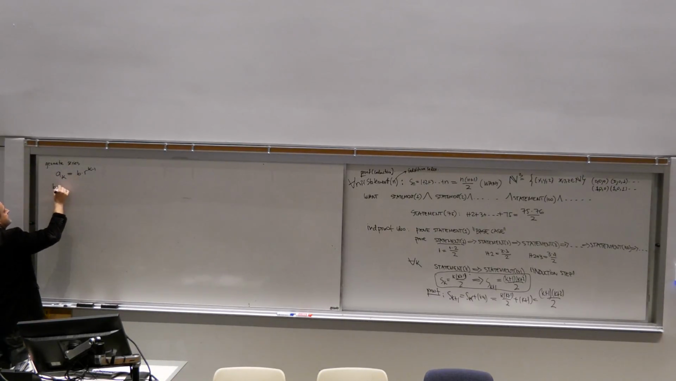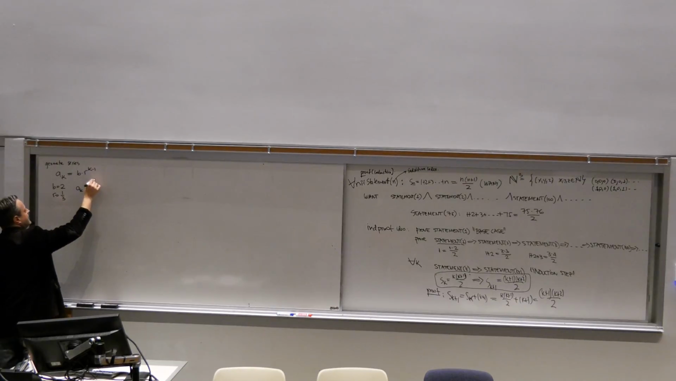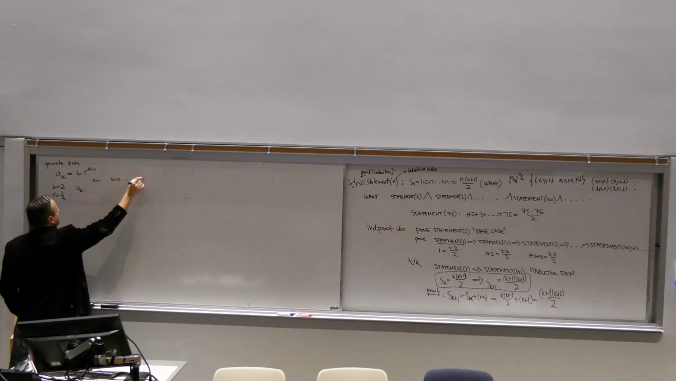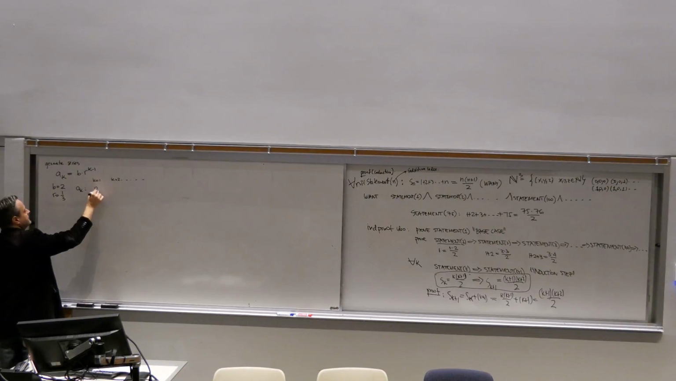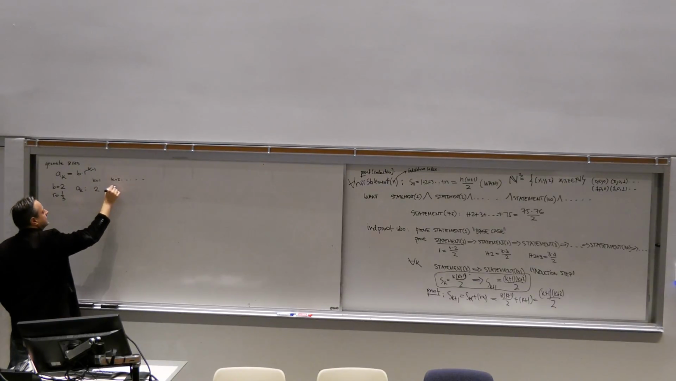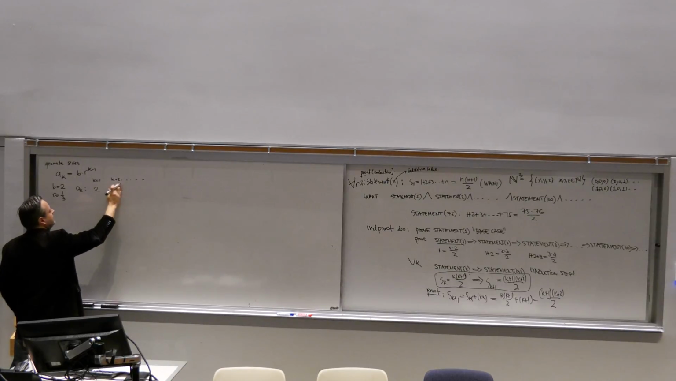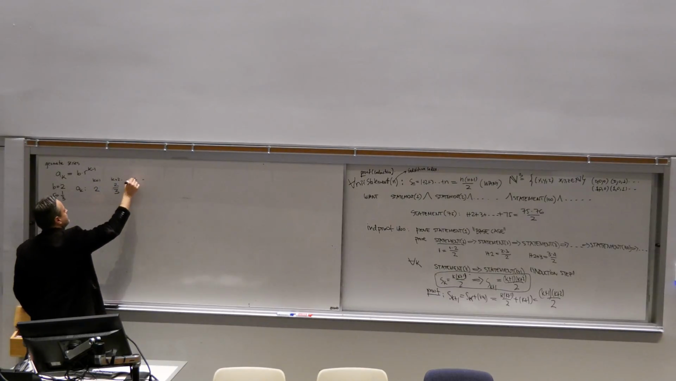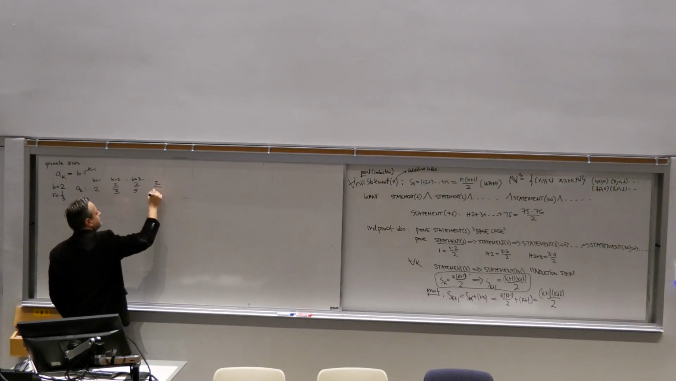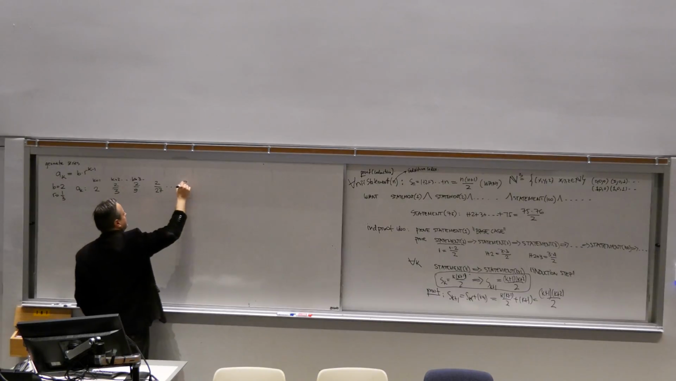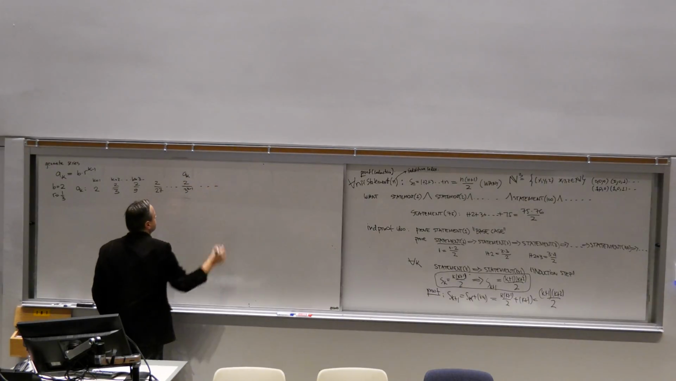So if b is 2 and r is 1 over 3, what do I get? What's the sequence a_k? k equals 1, k equals 2, and so on. The first one is 2, right? The next one is 2 by 3. The next one is 2 by 9, 2 by 27, up to 2 over 3 to the k minus 1, that's a_k, and so on and so forth.